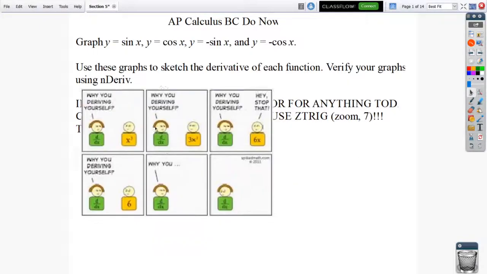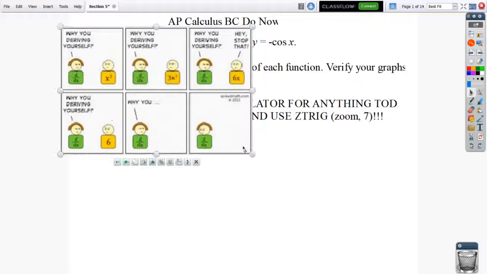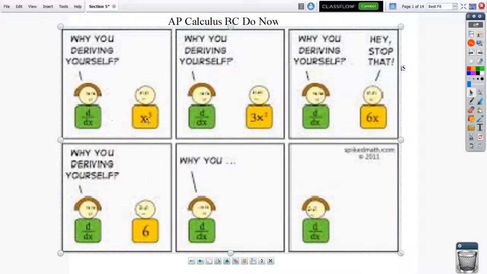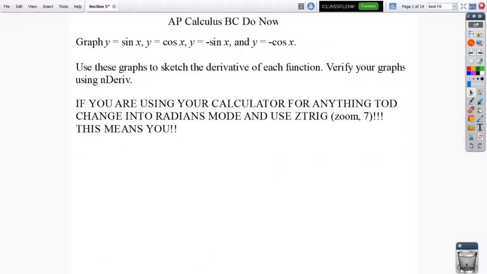But before we got there, I did want to show you guys this awesome cartoon. Why are you deriving yourself? X cubed. Why are you deriving yourself? 3x squared. Why are you deriving yourself? 6x. Why are you deriving yourself? 6. Why you... Oh, he's gone. Because he differentiated out. Isn't that awesome? The best kind of jokes are the jokes that you have to explain. So I'm going to pause this. I'm going to let you guys do that. And then come back and we'll start the day.